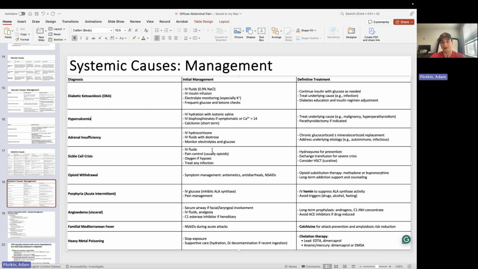For sickle cell, we'll give IV fluids. We'll do pain control, oxygen if they're hypoxic, and treat any infection if they have one. We can do hydroxyurea for prevention, exchange transfusion for severe crises.